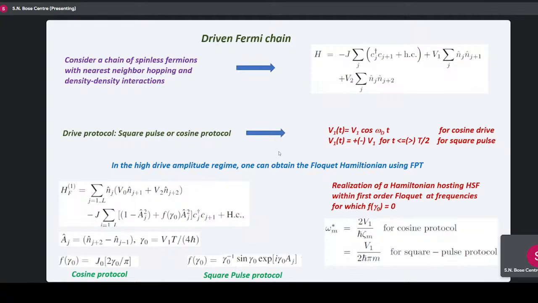In the high drive amplitude regime, one can just do this Floquet perturbation theory, which I showed before. And it turns out that the first-order Floquet Hamiltonian has a hopping term, which is something like this. And this familiar projection of n_{j+2} minus n_{j-1} just appears in this Hamiltonian.